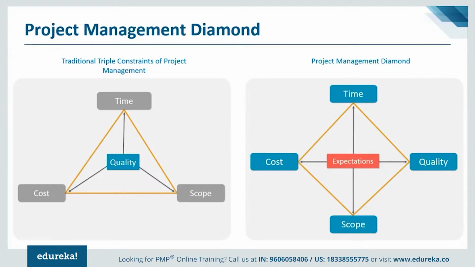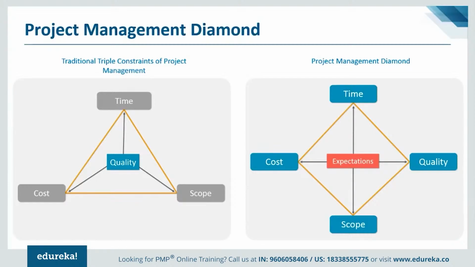So we started with triple constraints initially, and then we added one more. Time, scope, and cost were there, and we added quality as well. But if you actually see, there are a few other constraints on the project which we should be aware of, and that's nothing but the expectations. So if you see the project management diamond, we started with triple constraints on the project, and now we talk about the diamond. And I would also prefer to add a few more here.